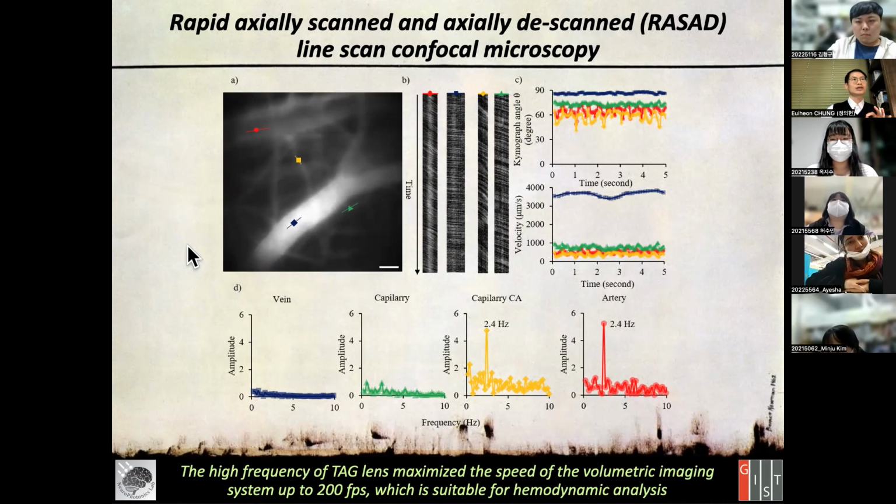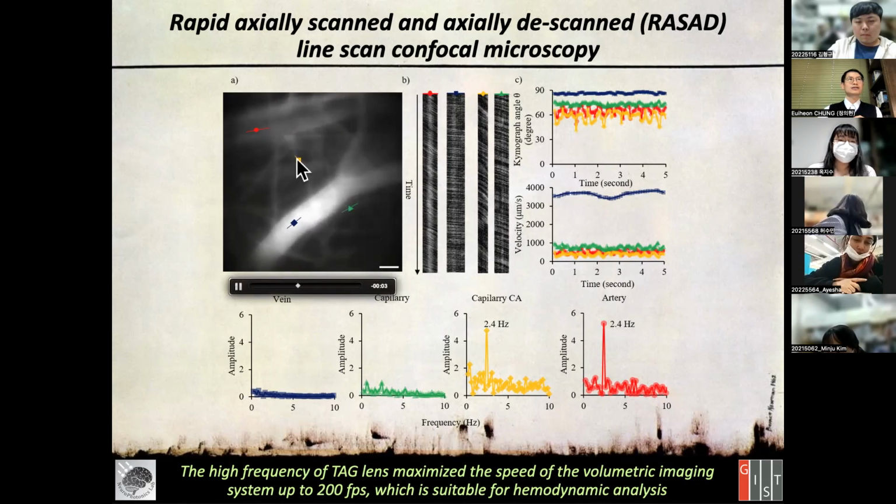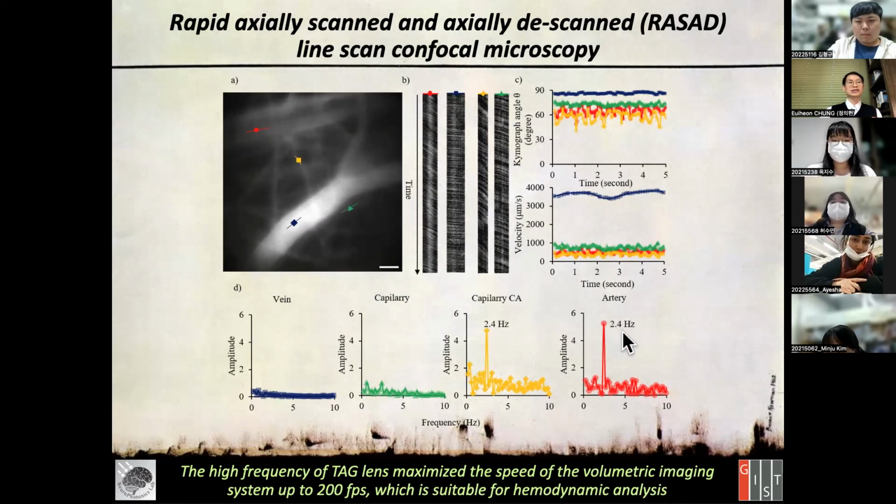At 200 hertz, you can see very dynamic changes. Some things are flowing, usually those are RBC streak lines. You can see veins have a very low amplitude and capillaries a very slow speed. However, arteries can be very high speed over here. Also, what's interesting here is you can do a frequency analysis, where some capillaries, directly connected to an artery, also show this 2.4 hertz fluctuation. So the capillaries close to an artery can even reveal these fluctuations, which follow the arterial pulsation. This is only possible by RASAD imaging, which is fast enough for this hemodynamic analysis.